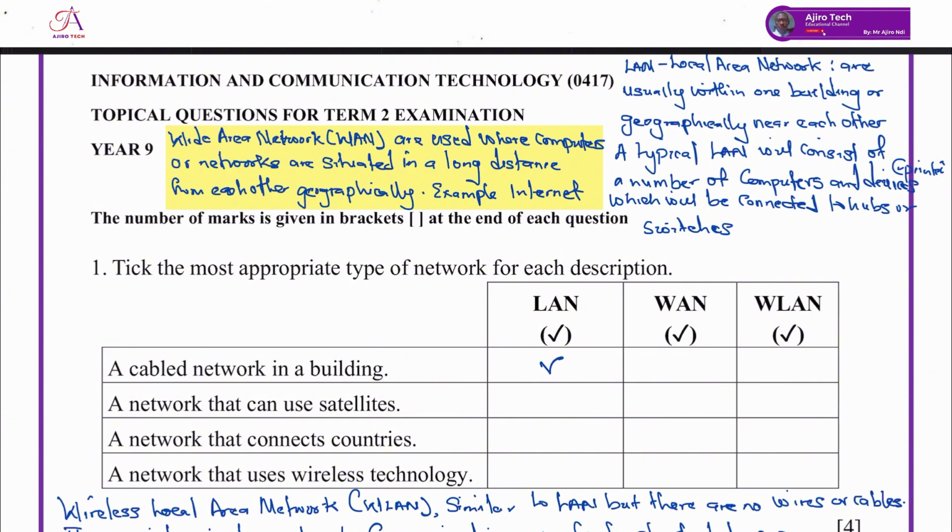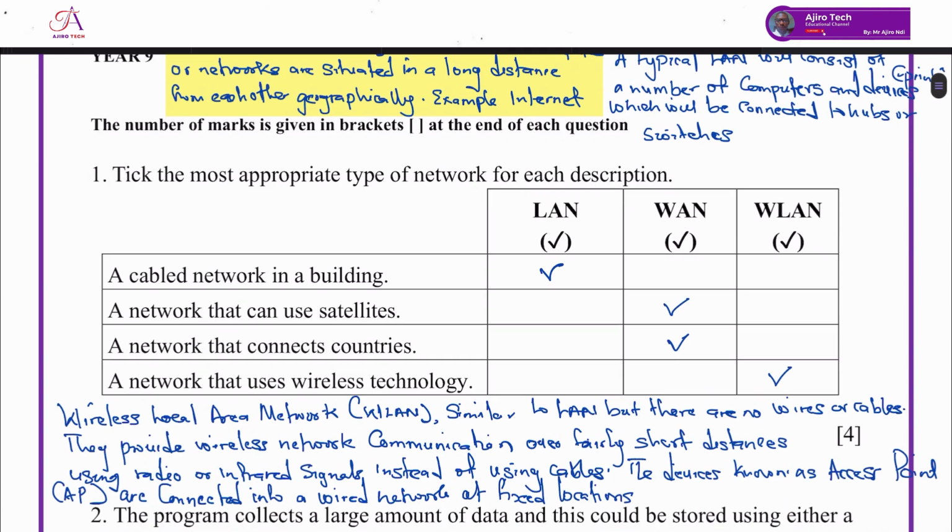A network that uses satellite. That simply means that you can access that network from a far distance, wherever you are in any country. That is a function of what? Your WAN. A network that connects different countries together is called your WAN. And the network that uses wireless technology is similar to the LAN, but again, it doesn't make use of wires or cables. That is your WLAN.